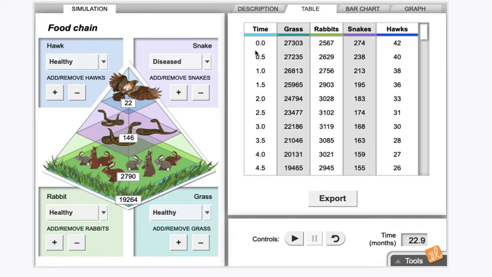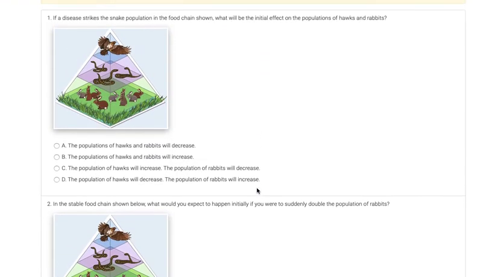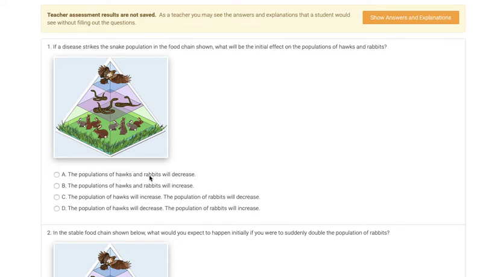Now, the question said initially what is going to happen to the rabbit population and the hawk population. So as you can see, the rabbit population is going up, and the hawk population is starting to go down because it went from 42 to 40. So let's go see the options again. It says the population of hawks and rabbits will decrease. Nope, that's wrong because we saw the rabbits are increasing. The population of hawks and rabbits will increase. No, that's not right either because we saw the hawks initially started going down.